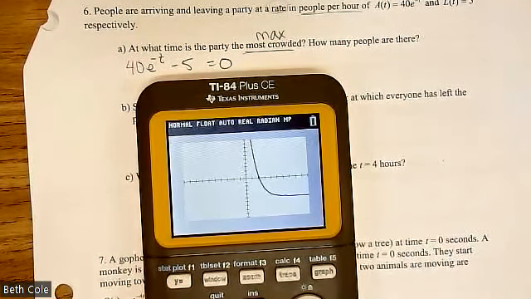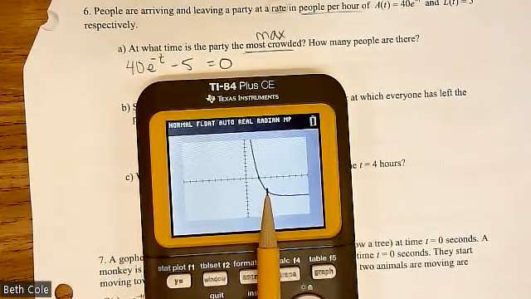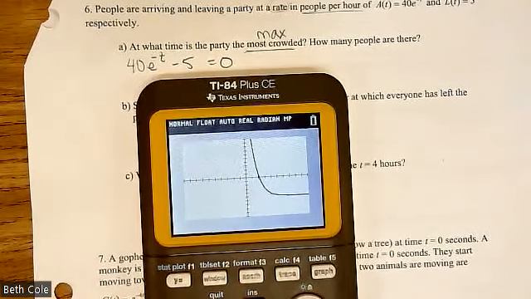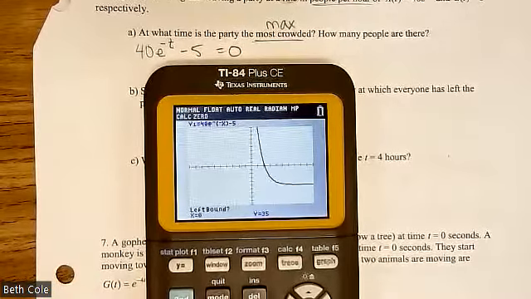It looks kind of like it's at 2, but is it exactly 2? No, okay, so we have to calculate that zero. You guys have been really good about this. Do you remember how to type that? Every time I ask, it seems like you guys know. Where do you go to calculate that? Yeah, second trace, zero. Now I do this part manually.